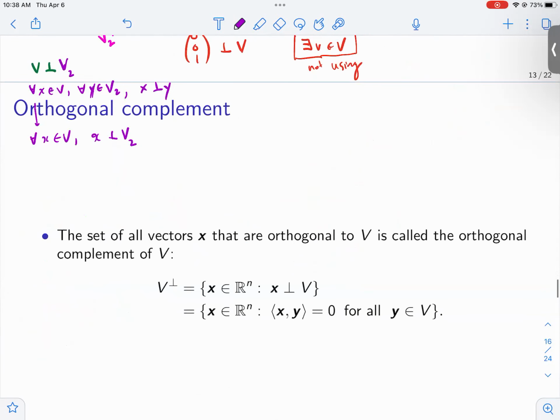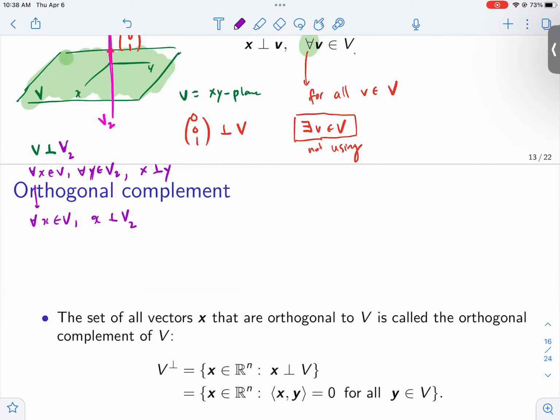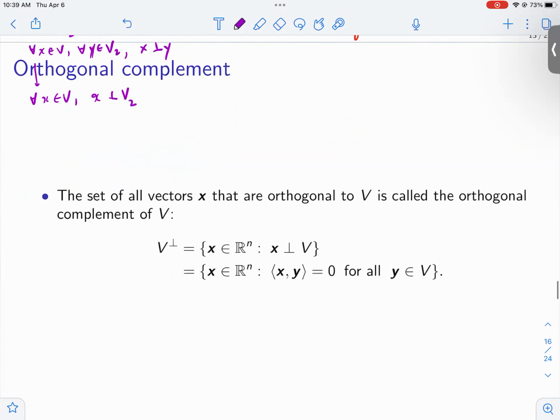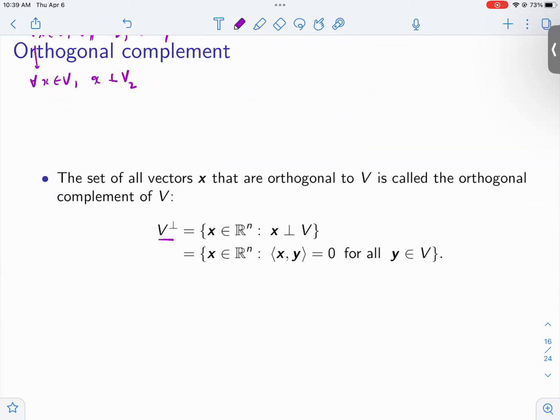So this gives us the notion of orthogonal complement: the set of all vectors that are orthogonal to V. This is slightly less general than what I'm going to talk about. Let's say V is orthogonal to V2, but V2 might not be the set of all possible vectors that are orthogonal to V. So it might be bigger. If you look at V, there's a natural subspace associated with it, which is called V perp, the set of all X's that are orthogonal to V. That's called the orthogonal complement.